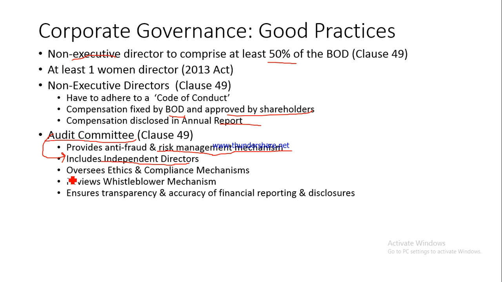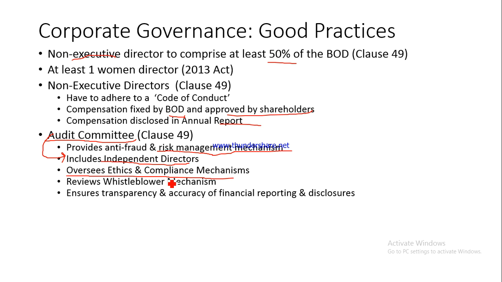What is the job of the audit committee? That also has been specified. It also has to oversee ethics and compliance mechanism. What do we mean by this? Ethics, I hope we remember what we have discussed in corporate ethics. So there has got to be some kind of a document which talks about the ethical practices that the company will observe. So the audit committee has to see to it that these ethics are observed in the dealings of the company.